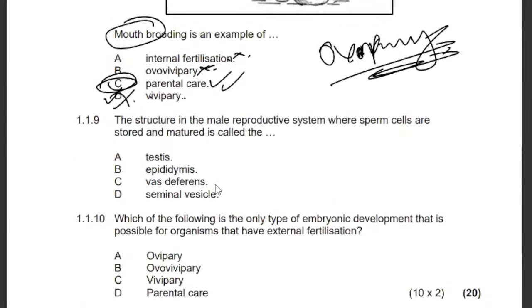The structure in the male reproductive system where sperms are stored and mature is called epididymis. Sperms are stored for temporary maturity. So that structure is called epididymis. So the answer was supposed to be epididymis. I think you guys are getting it.